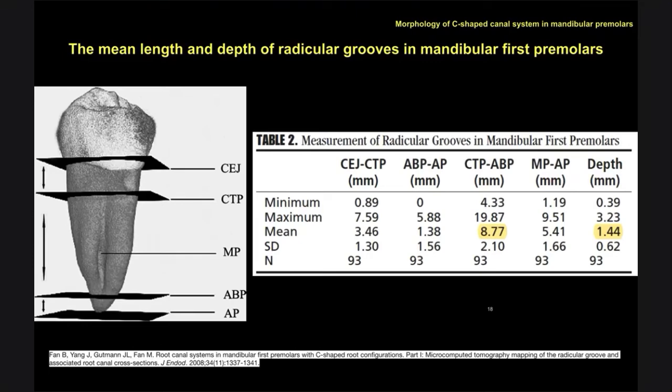The mean length and the depth of the radicular grooves in mandibular first premolars. The mean length of the radicular grooves of the C-shaped roots in mandibular first premolars was reported as 8.77 mm, and the mean depth was reported by Dr. Fan in 2008, and the depth is 1.44 mm.